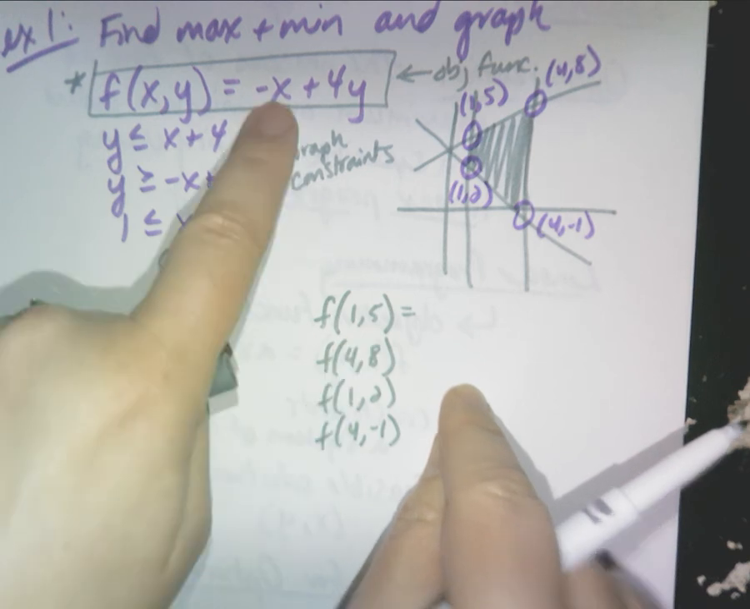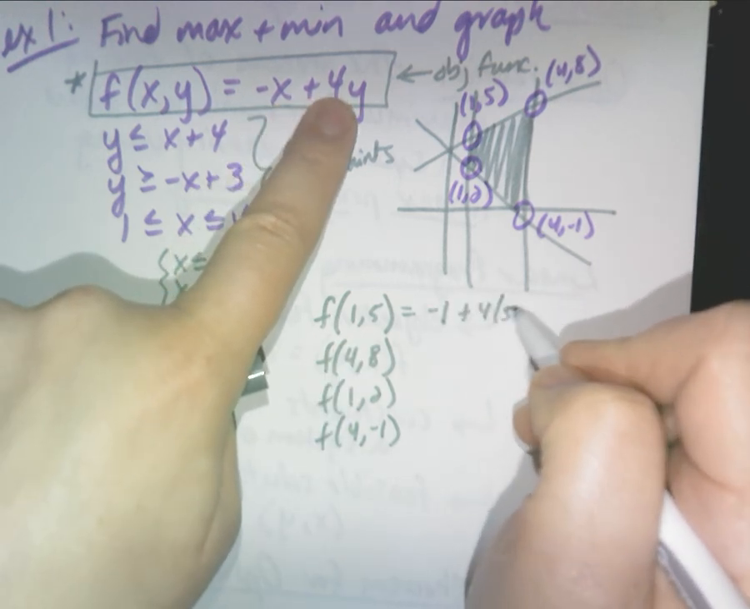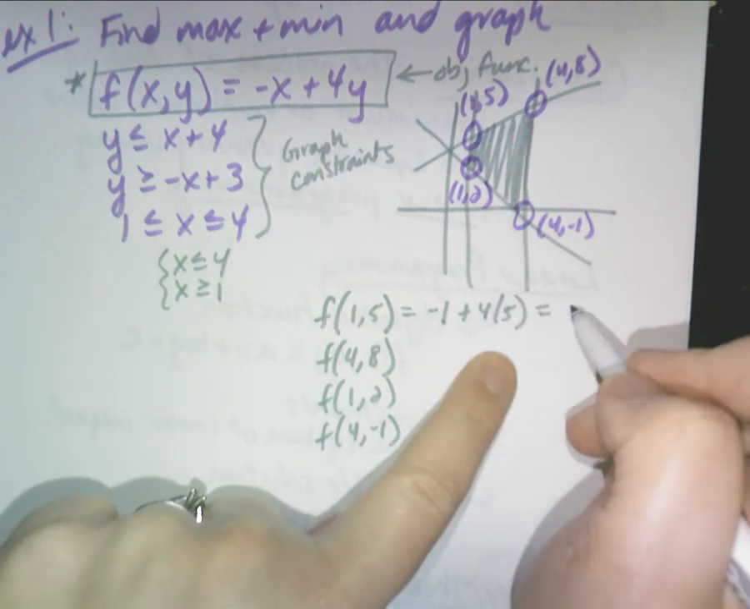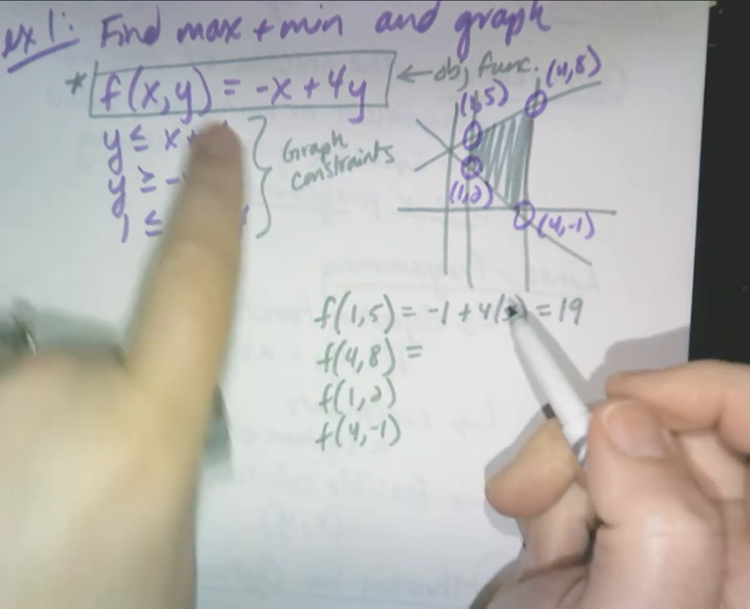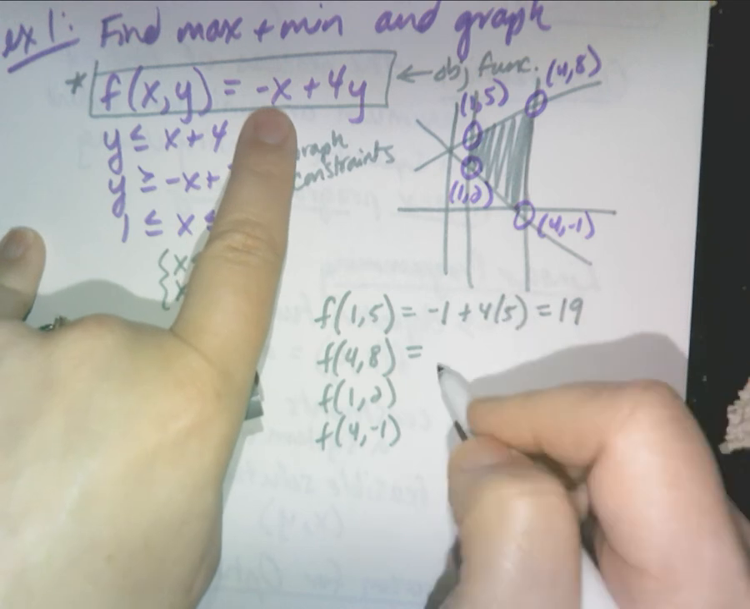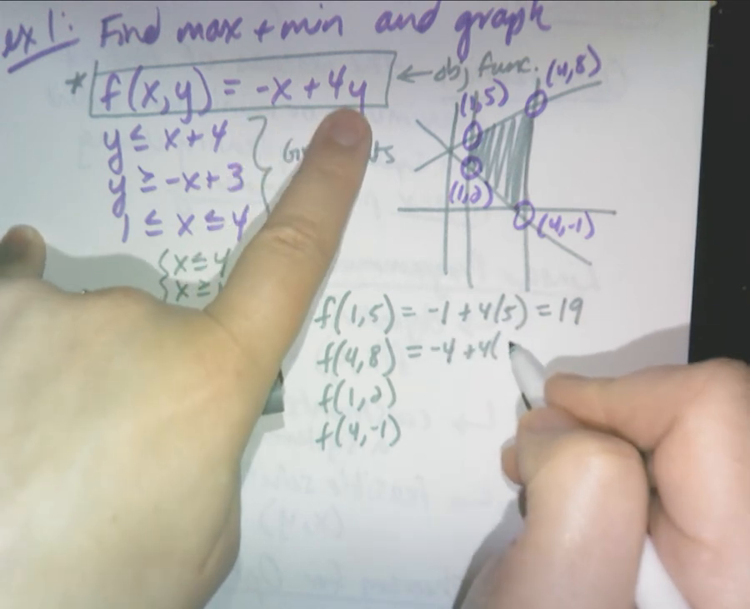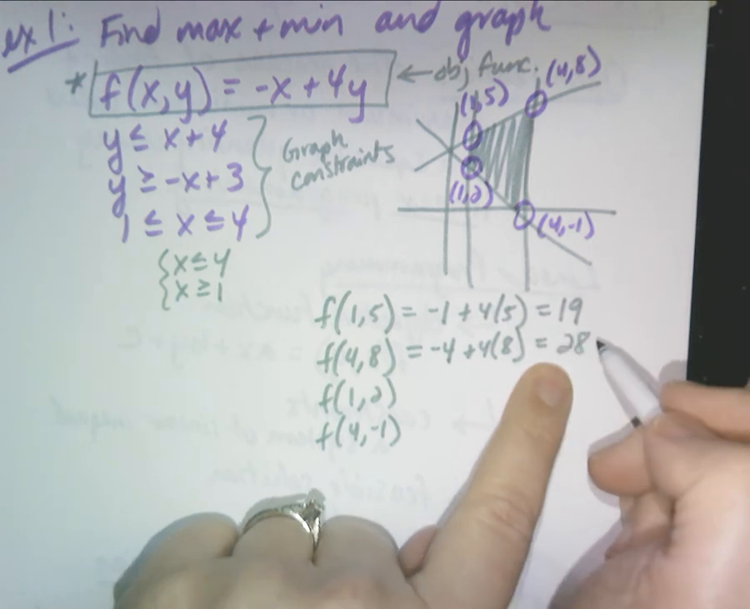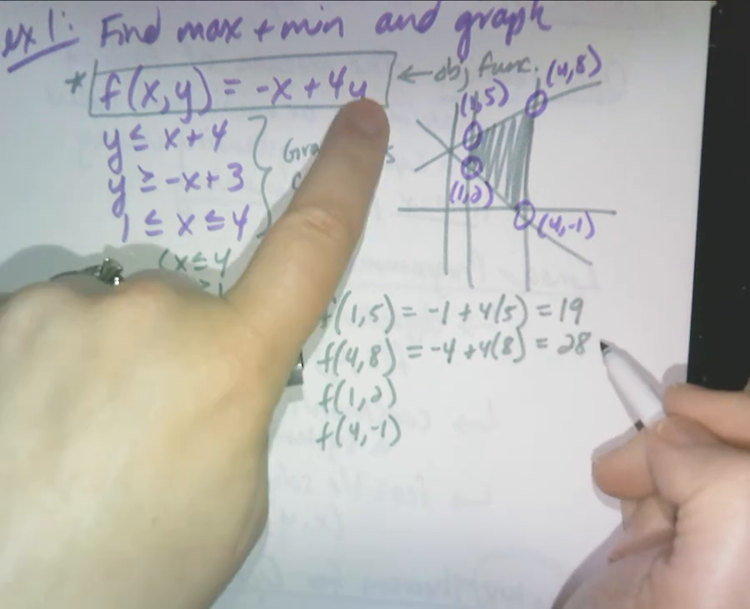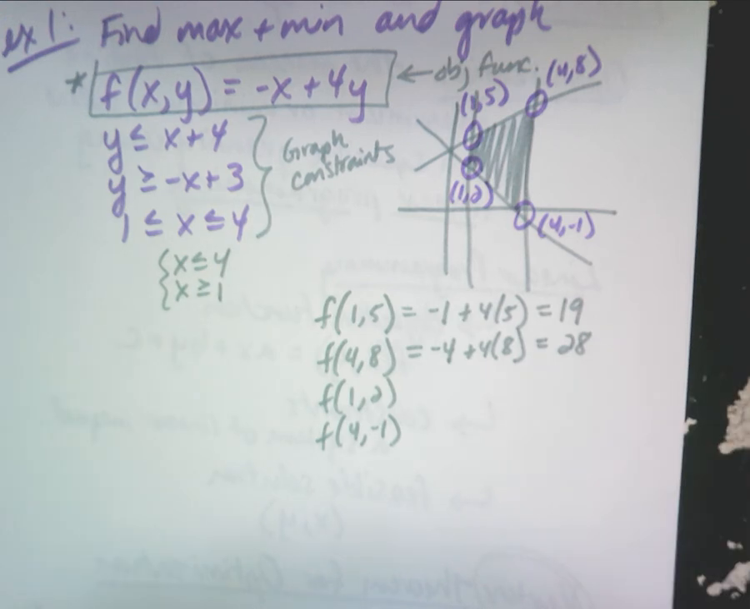So 1 would be -1 plus 4 times 5. And tell me what that answer is. That's 19, right? Then I do it again for 4. I plug 4 in right here. -4 plus 4 times my y value is now 8. And I get 28. Then I do 1 and 2. Then I do 4, -1. Put that into the objective function. That's where you use the objective function, only at the very end.